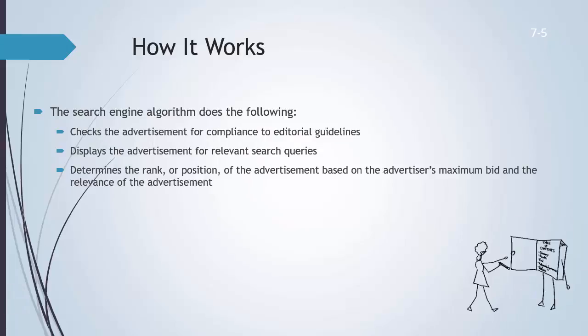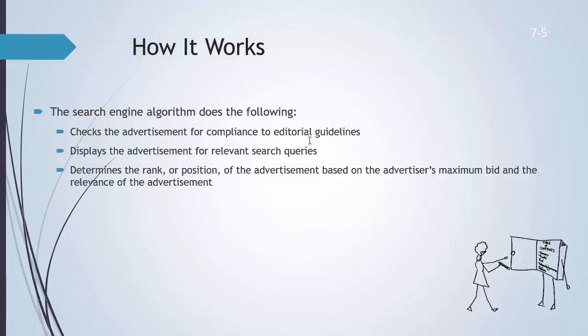So as you're building this, you need to understand how the search engine algorithm is going to work. It's going to check and make sure your advertisement's in compliance with their editorial guidelines. And then it displays the advertisement for the different search queries that people type in that they're looking for. So think of it like, if you're on Google or Yahoo or Bing and you type in something, will that advertisement pop up? And that algorithm's also going to determine the rank that your page or advertisement would result in.